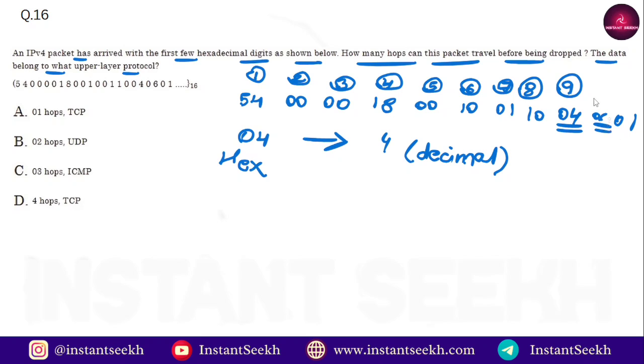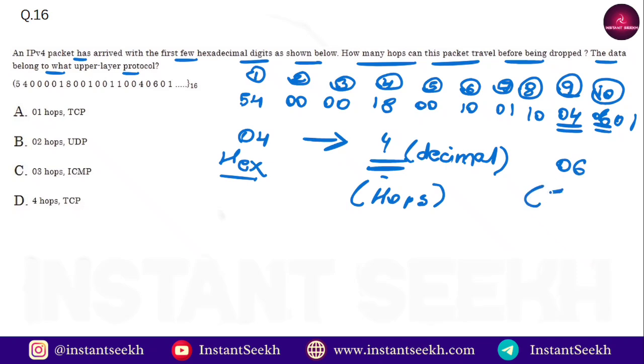If you want to know, the ninth byte is the time to live, which gives us the number of hops after converting from hexadecimal to decimal. The protocol field is your 10th field, and this is 06. 06 corresponds to TCP. So your correct answer will be 4 hops, and the upper layer protocol will be TCP. Option D is your right answer for this question.